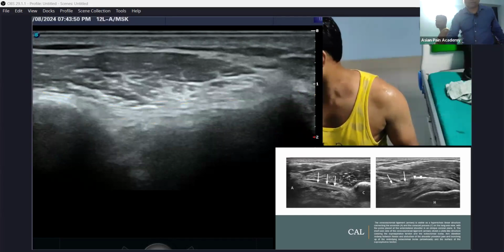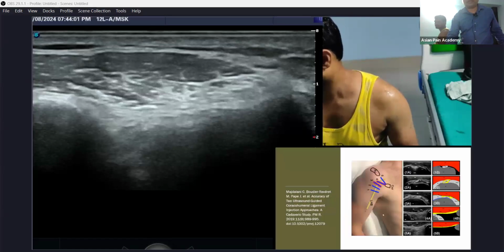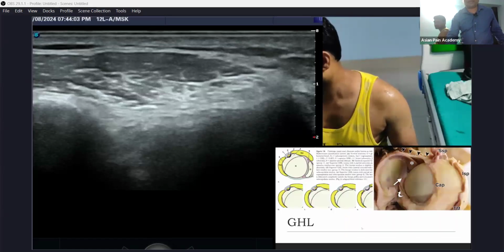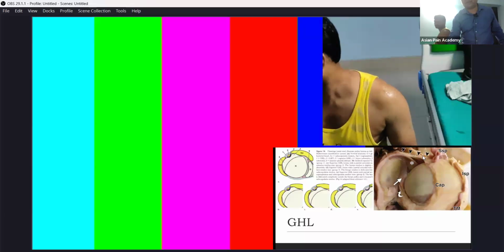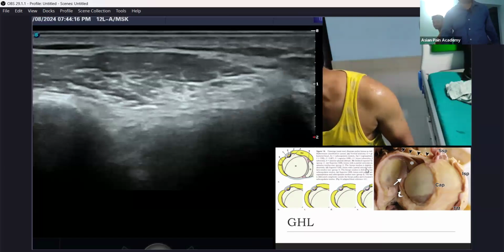So now we will show the next ligament, that is the coracohumeral ligament. Before seeing the coracohumeral ligament, you see how it looks. So you can see that it's causing problem.